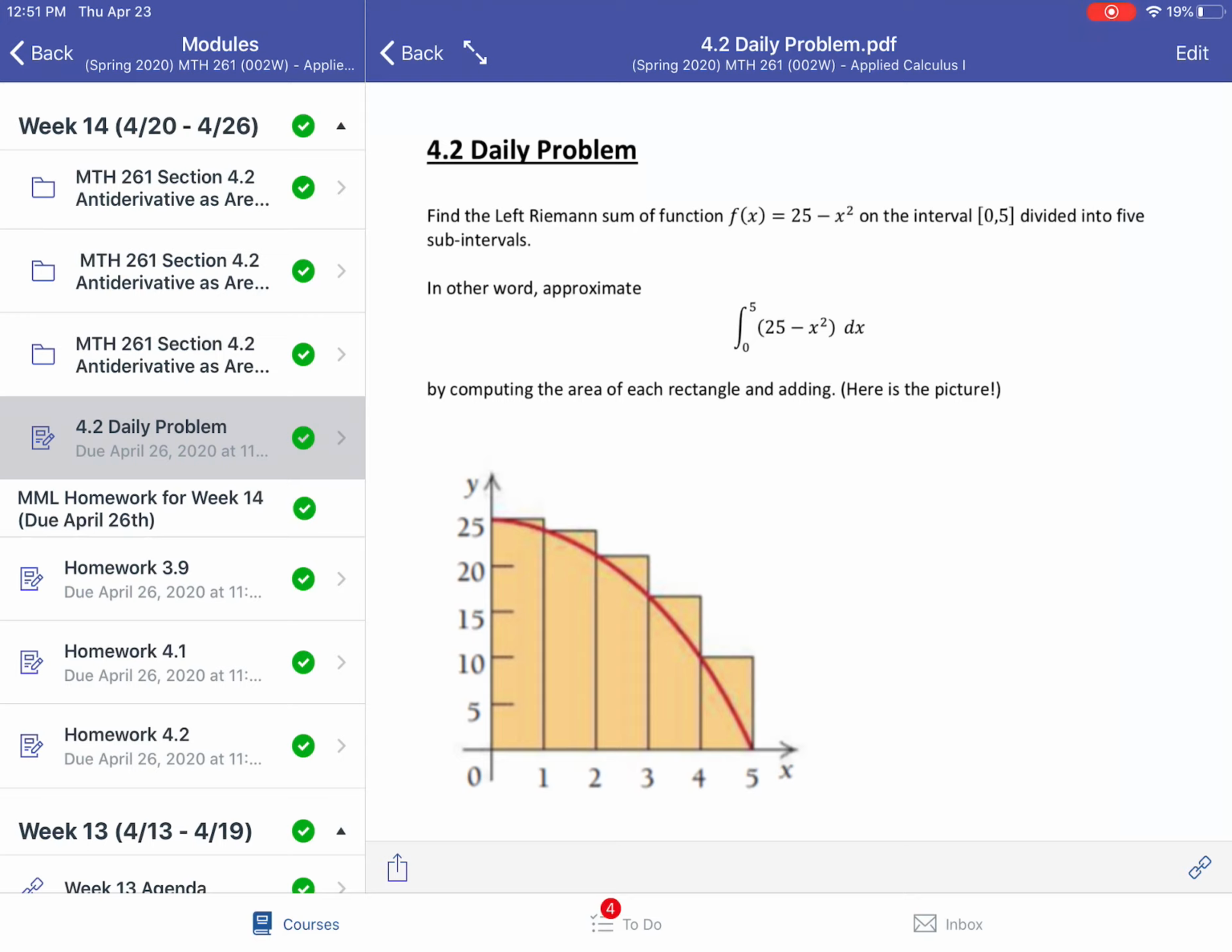So what I want you to do on your 4.2 daily problem is find the area of these 5 rectangles and add them together. As you know, are we going to be overestimating the area or underestimating the area? Or is it going to be exactly the same as the area? Notice how the orange pieces are sticking out of the curve.